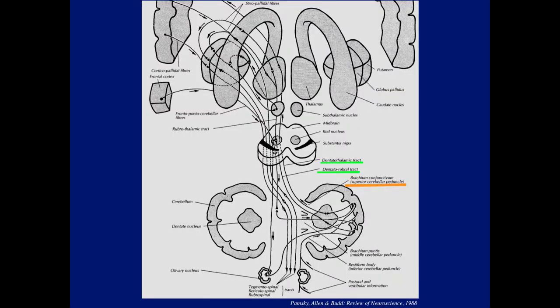You can see in this diagram the fiber tracts going from the cerebellar cortex to the dentate nucleus, through the dento-rubral tracts and the dentothalamic tracts, which travel inside the superior cerebellar peduncle, to the opposite side red nucleus, thalamus, and eventually to the cerebral cortex.